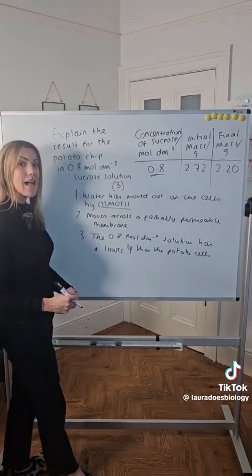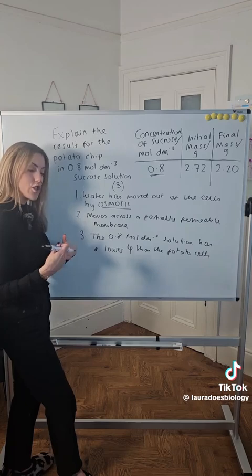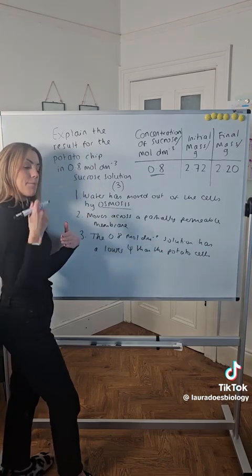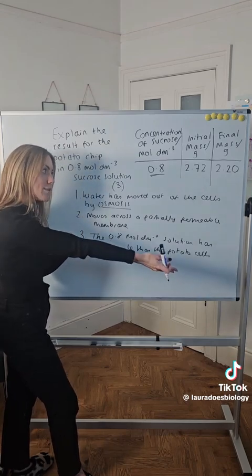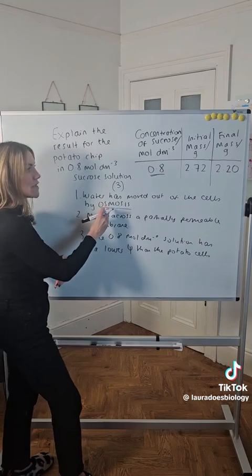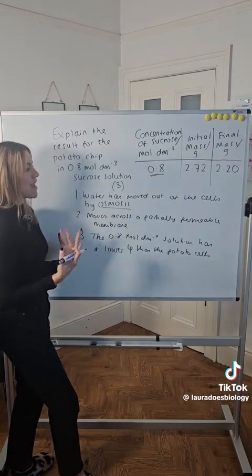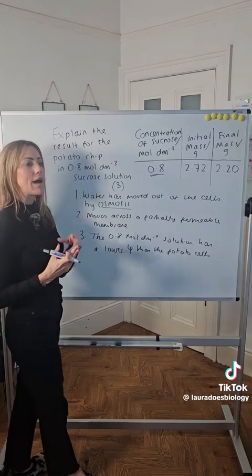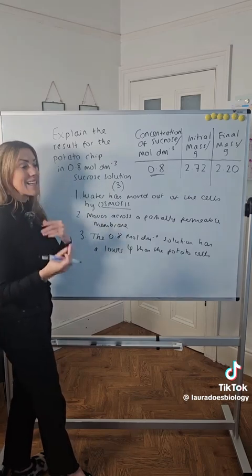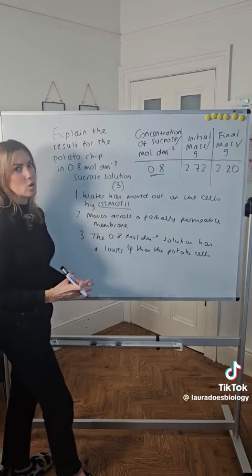The potato cells, like in their cytoplasm, must have a higher water potential than the solution because water always goes from a higher water potential to a lower water potential, explaining why it's moved out, why the potato cells have lost mass. So I actually think that's pretty nice, but I am always surprised by how many students get the direction of movement wrong because they don't really understand water potential.